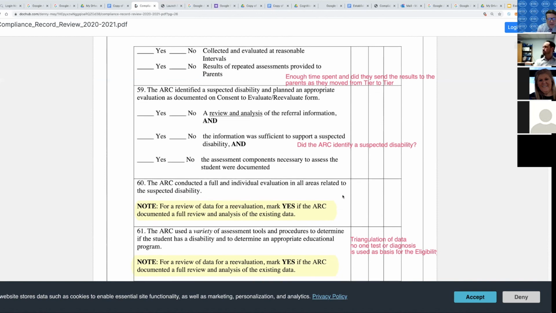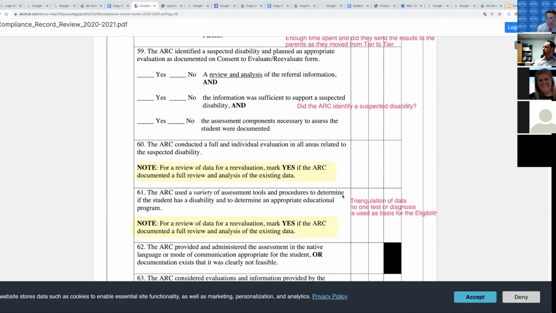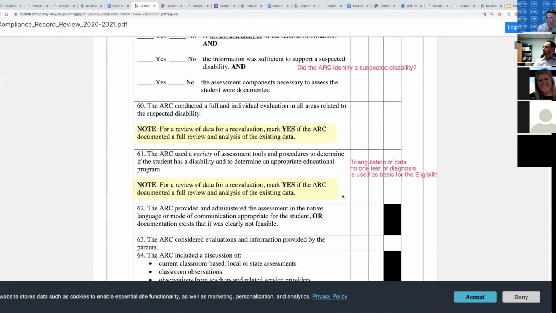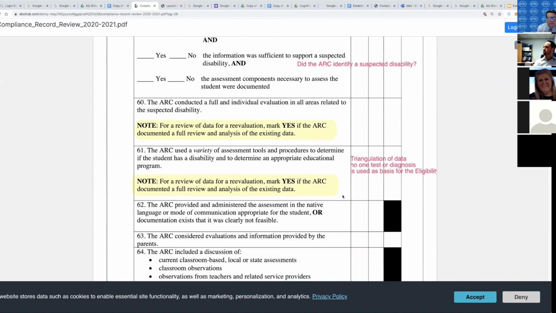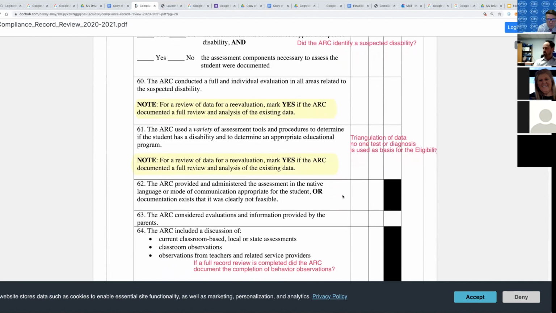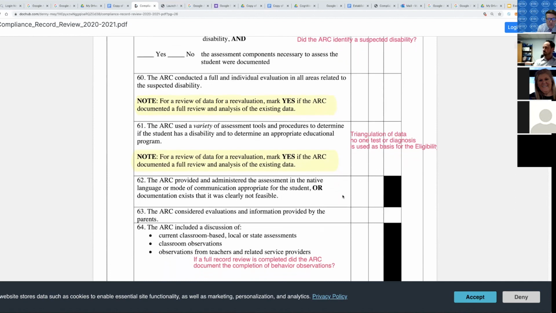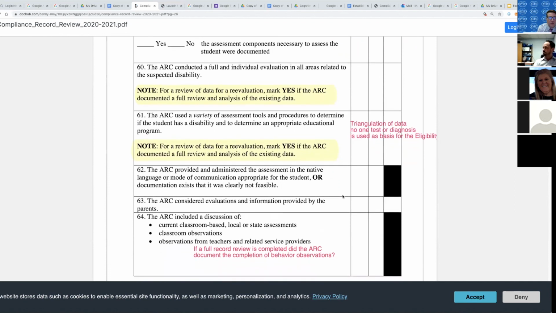On 60, the ARC conducted a full and individual evaluation in all areas related to suspected disability. For a review of data for a reevaluation, mark yes if the ARC documented a full review and analysis of the existing data. So you'd have to have something to go by there in order to mark that yes for a review of records. The ARC used a variety of assessment tools and procedures to determine if a student has a disability and to determine an appropriate educational program.